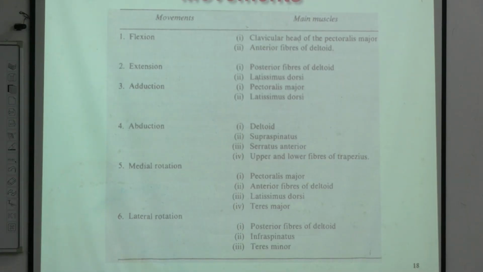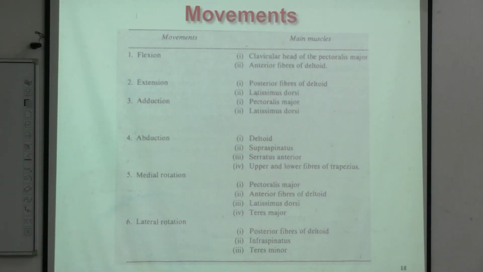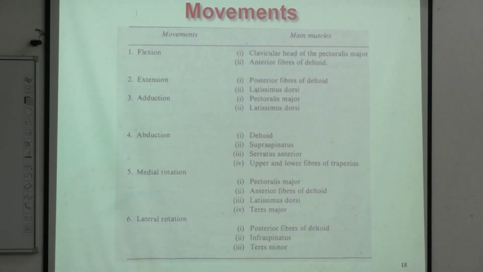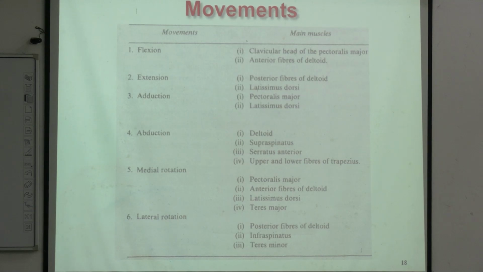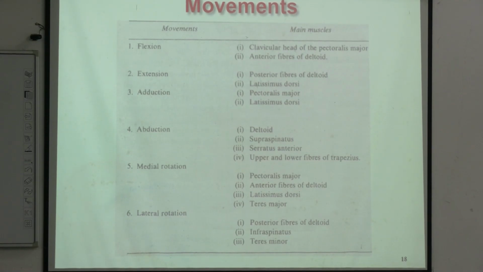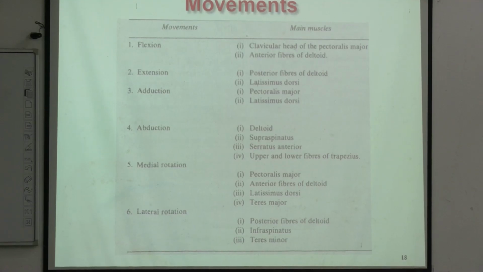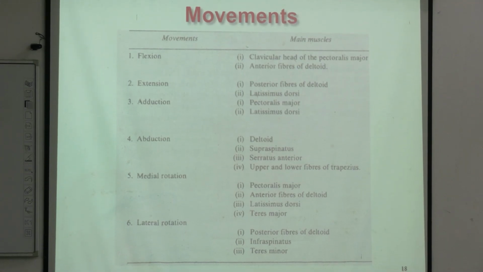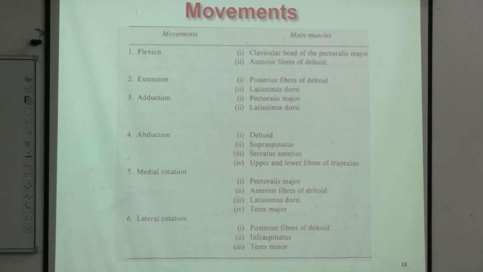Now, coming to the movements of the shoulder joint that we have to keep in mind. The shoulder joint is the most mobile joint that we have. It has a wide range of movement: flexion and extension, medial rotation and lateral rotation, abduction and adduction, and circumduction. Each range of movement is very versatile, that is why we can move the hand in any direction.